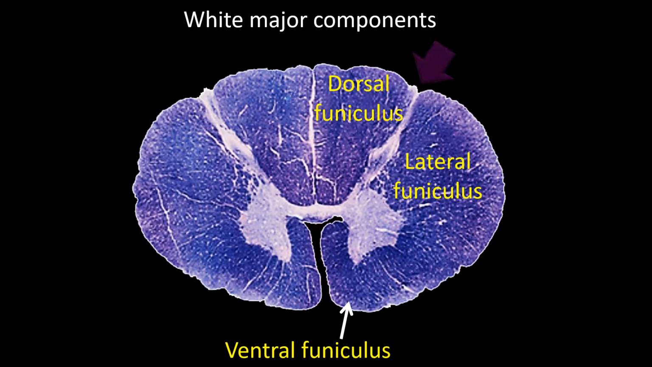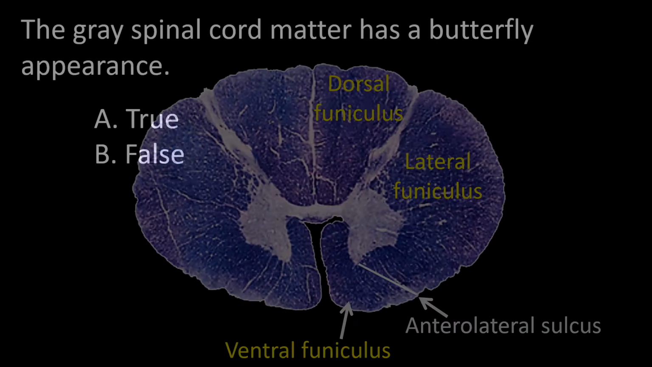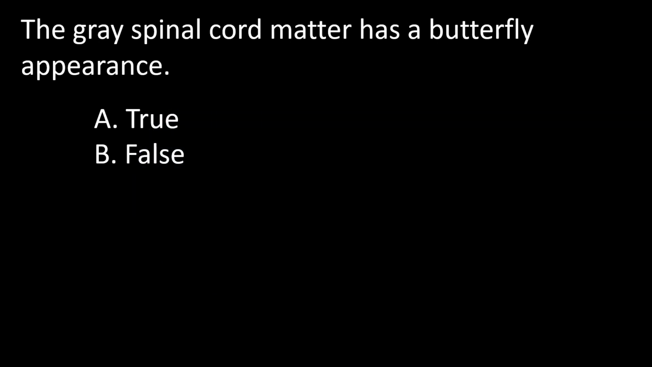The boundary between the ventral and the lateral funiculus is an arbitrary line going from the tip of the ventral horn to the anterior lateral sulcus, as I have indicated in this frame. The anterior lateral sulcus is the site of exit of the ventral rootlets. So the answer to this question is true.